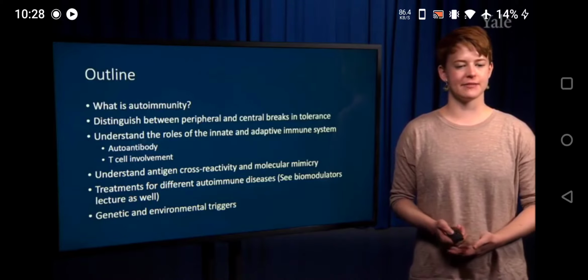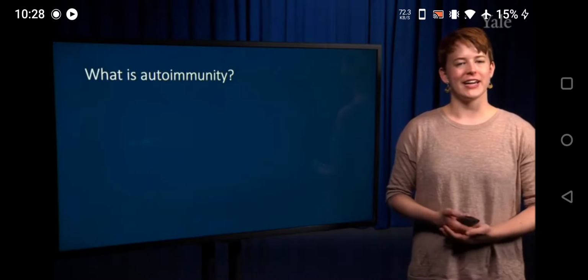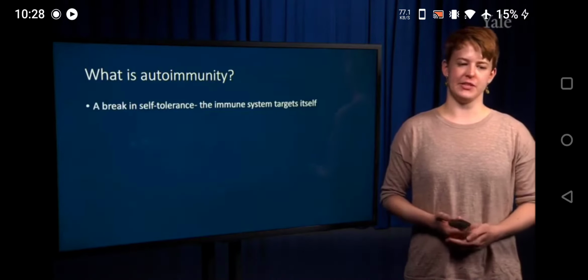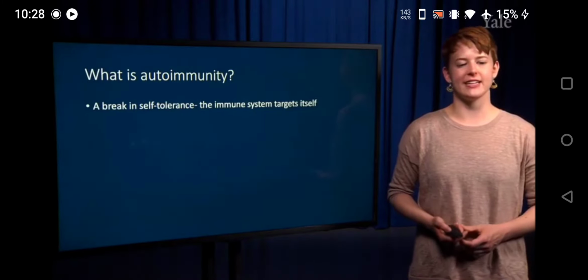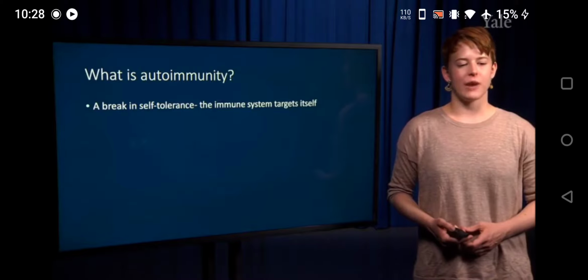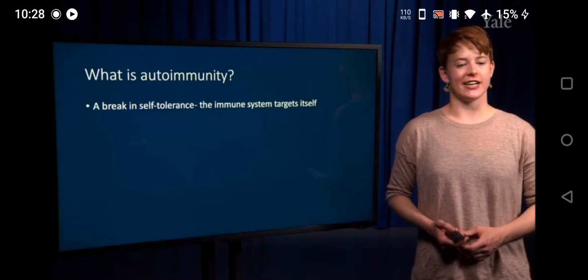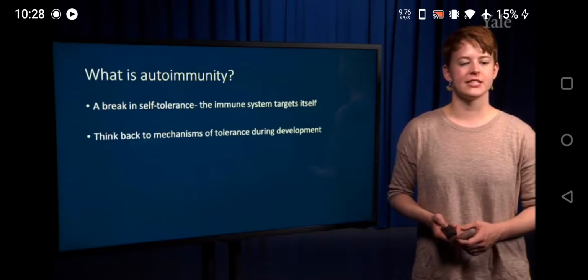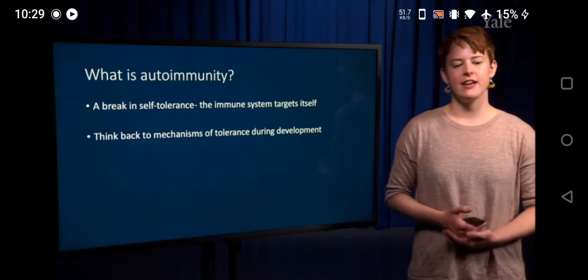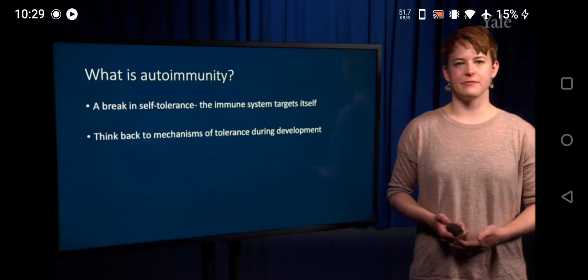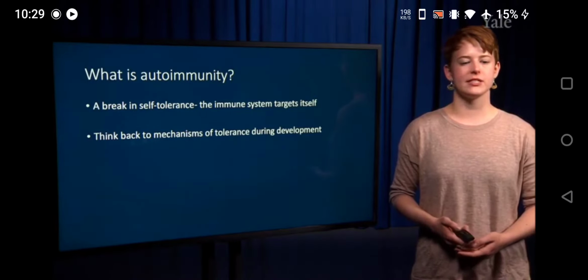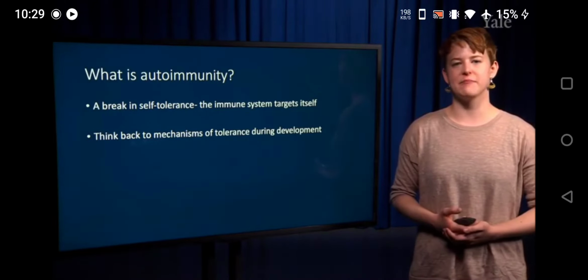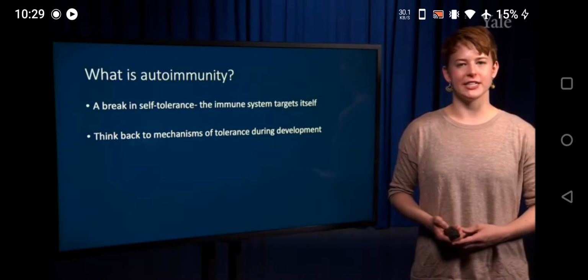Okay, so what is autoimmunity? Essentially, autoimmunity is a break in self-tolerance, where the immune system actually targets itself. So think back especially to the lectures about tolerance during T and B cell development. We'll touch a little bit on some of these mechanisms, but they were covered in detail previously, so you can also go back to those lectures.